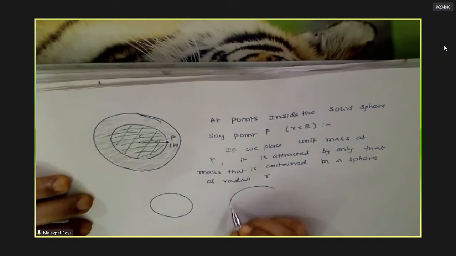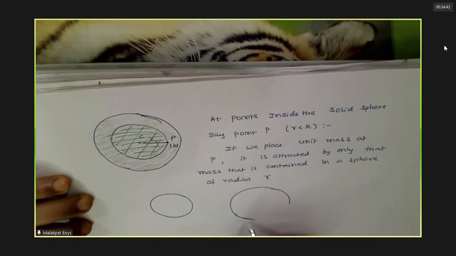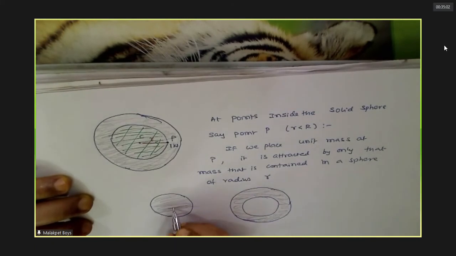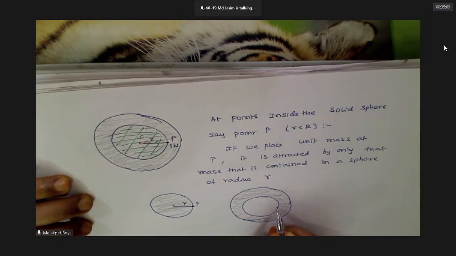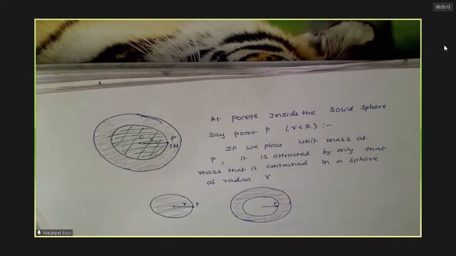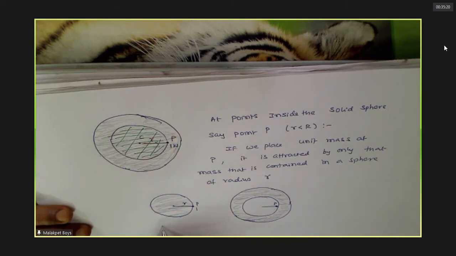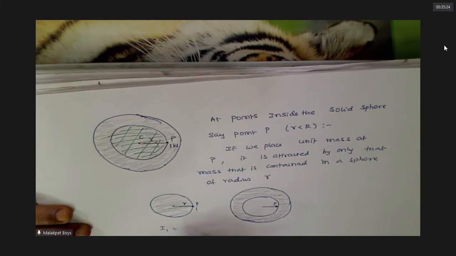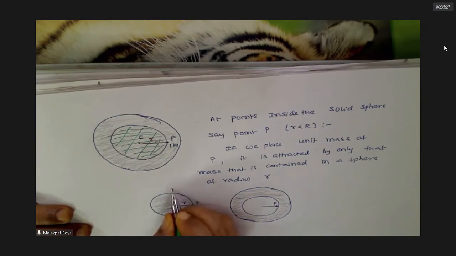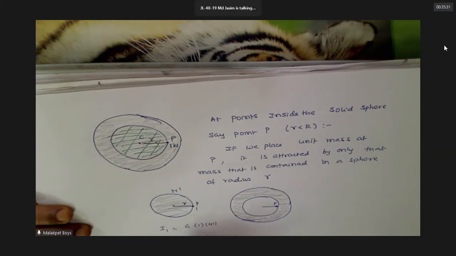That means now I can say that we can draw the above sphere as consisting of two parts. This is one mass. Now, this is radius small r. This is the point P, no? Agreed? Now, due to this, if I keep one unit mass, what will it be? Intensity. Intensity is G m dash by r square.